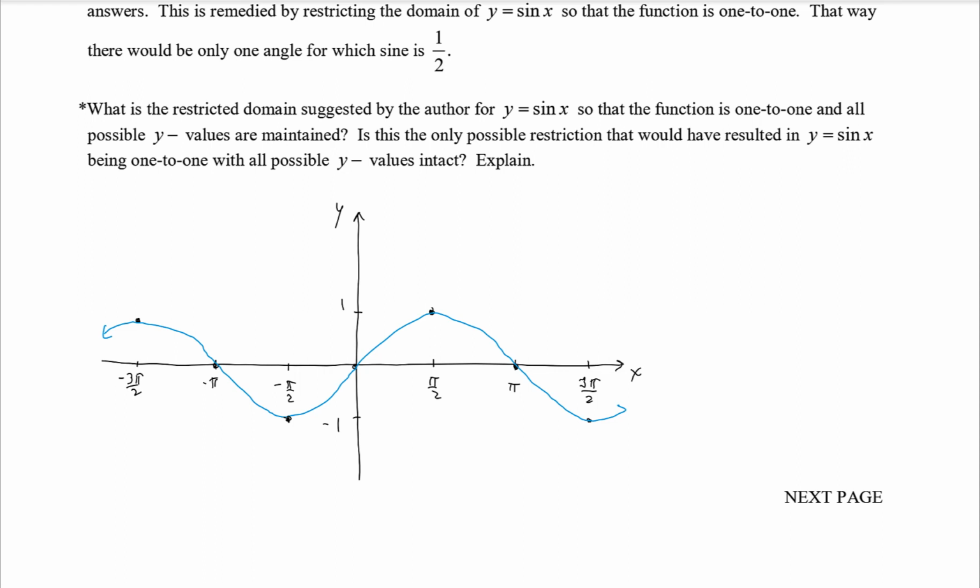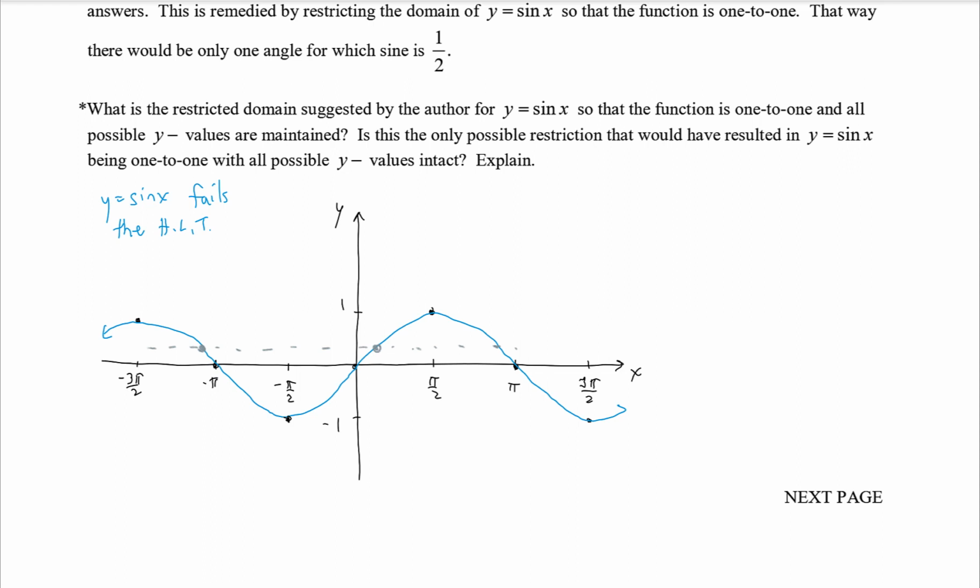Now, it's not 1-to-1. We already showed that numerically up there, but now we can see graphically why it's not 1-to-1. It fails the horizontal line test. It hits this curve an infinite number of times. If I draw any horizontal line between -1 and 1, it's going to hit this curve an infinite number of times. So it hits it more than once, therefore it fails the horizontal line test. So y equals sine of x fails the horizontal line test.